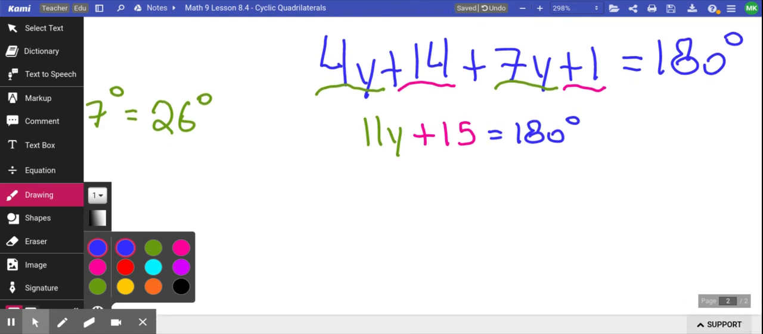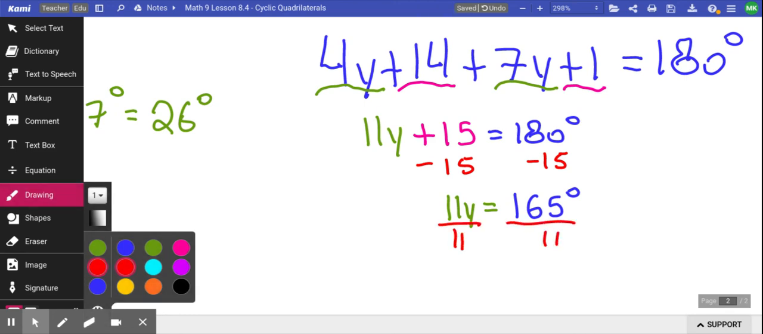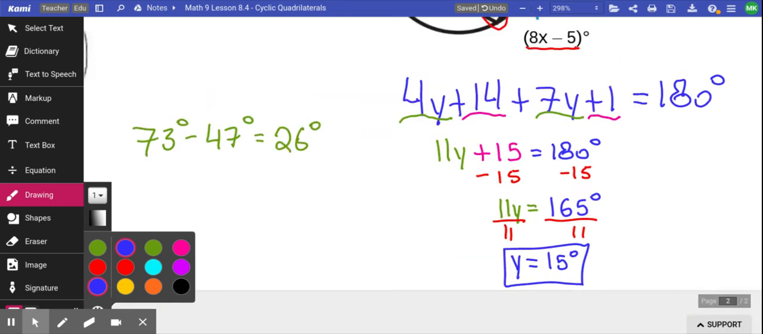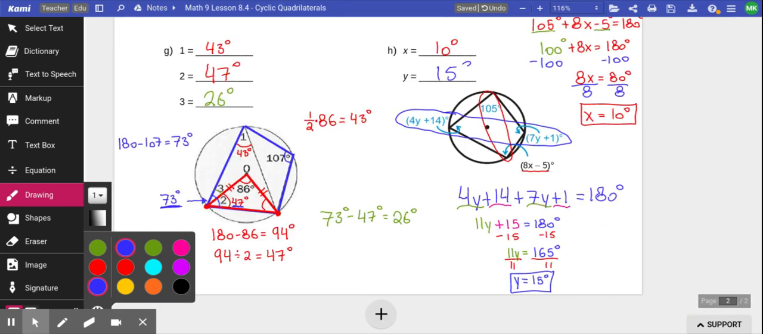I then can work towards getting y by itself. So I'm going to move things away from y. I'm going to subtract 15 from both sides. That gives me 11y equals 165 degrees. I'm then going to divide both sides by 11. 165 divided by 11 is a nice, cool 15 degrees. So y equals 15 degrees. Awesome. That question is a little bit more review of our algebra that we learned in Unit 6, I believe. All the units are starting to blend together now.